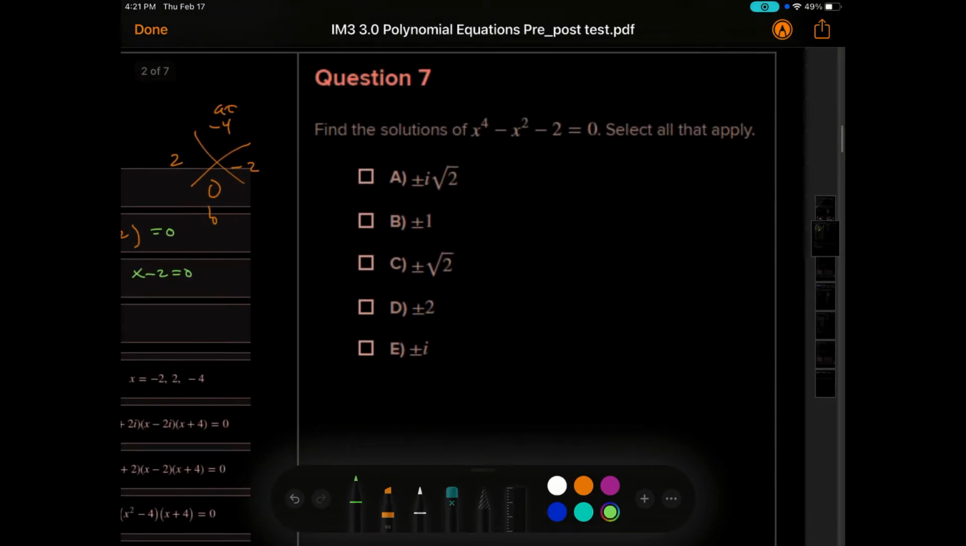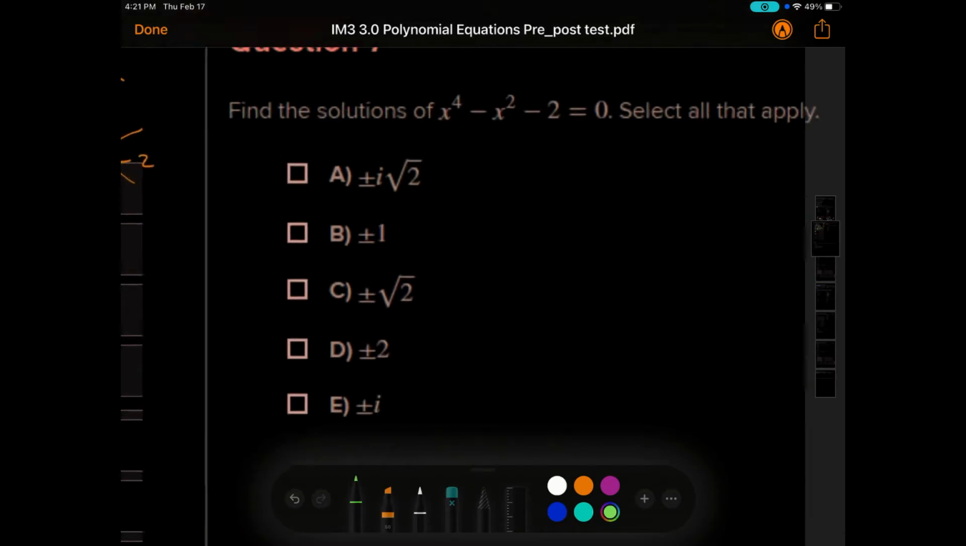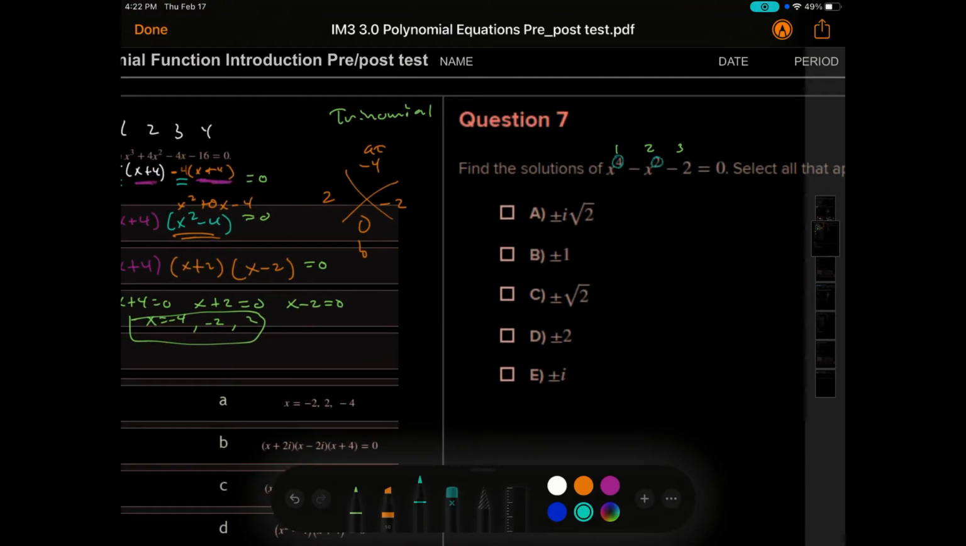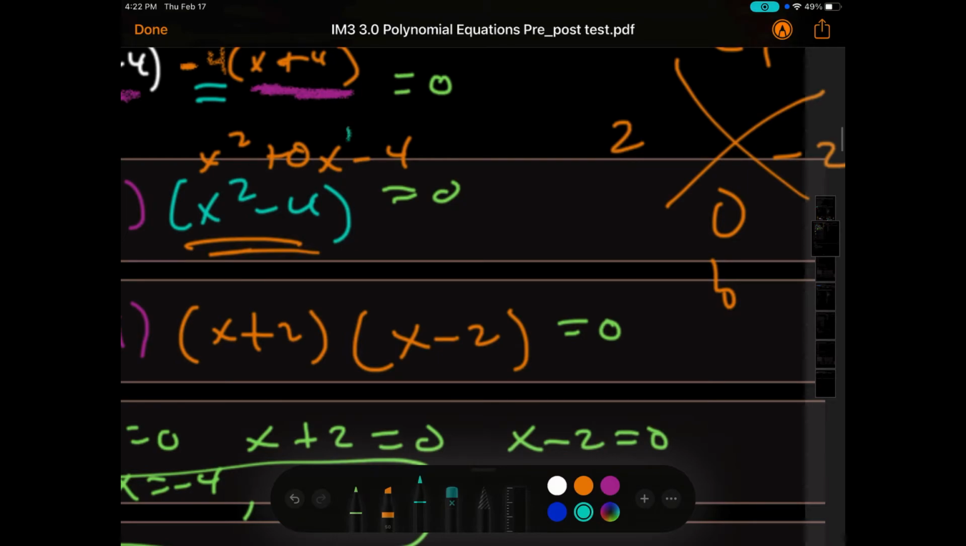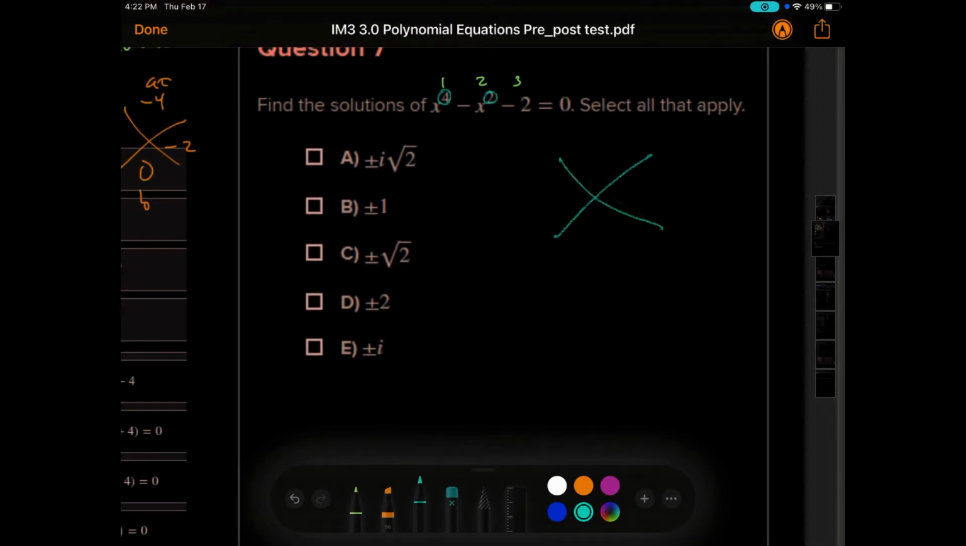Okay, question number 7. This one is called factoring quadratic like. The X-box method over here works when you have a trinomial, so you have 1, 2, 3 terms. And what's important is you also have half of 4 is 2. Now that works like we did over here. Half of 2 is 1. So this method will actually work if I just use X-box factoring.